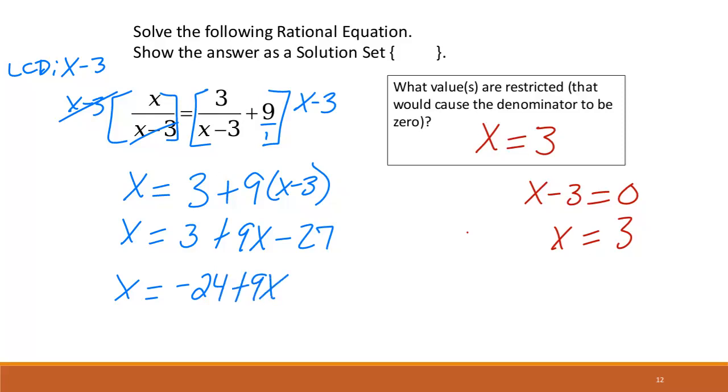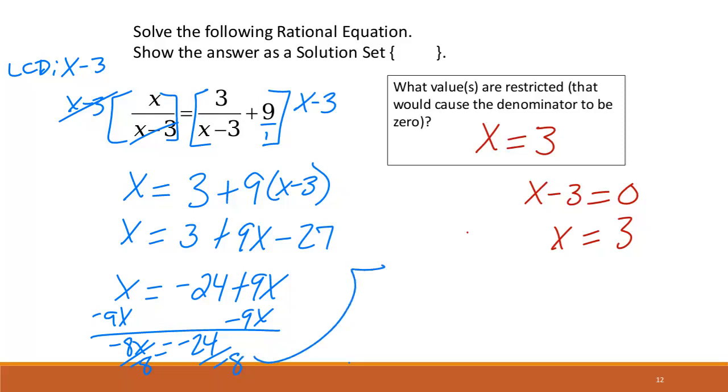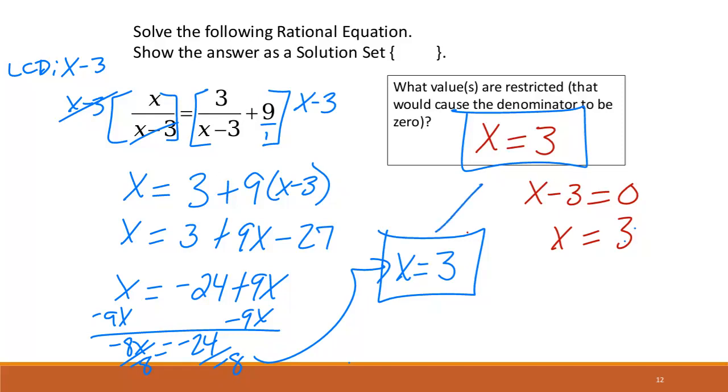I'm going to move my 9x by subtracting. So I get negative 8x equals negative 24. So then I can divide by negative 8 here. So I get x is equal to positive 3. Now we just said that that's our restricted value. So since our restricted value is the solution here, there is no solution.